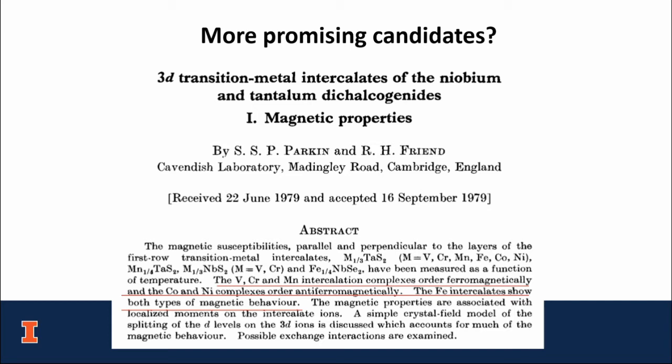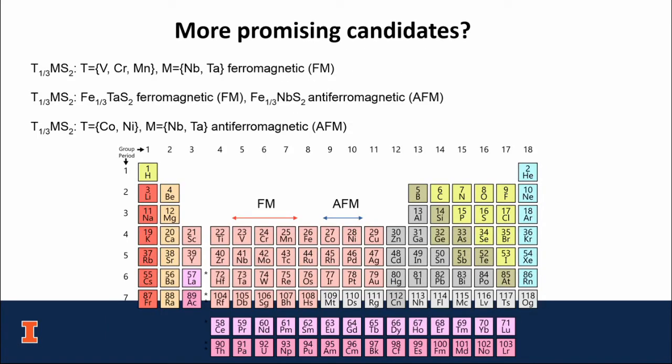We started to look at these one-third intercalated transition metal dichalcogenides, which have actually been studied in the 70s. It is generally believed that one gets ferromagnetic compounds if you intercalate vanadium, chromium, and manganese into the transition metal dichalcogenides. You get antiferromagnetic compounds if you intercalate cobalt and nickel. So the first set of materials we look at is the vanadium intercalated transition metal dichalcogenides. I'll focus on this set of materials from now on.